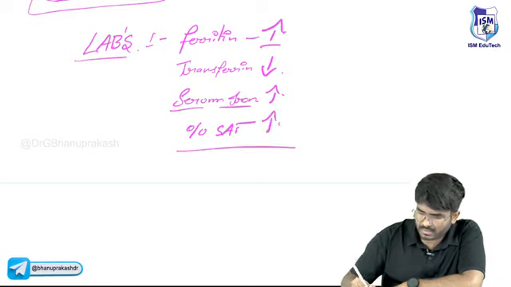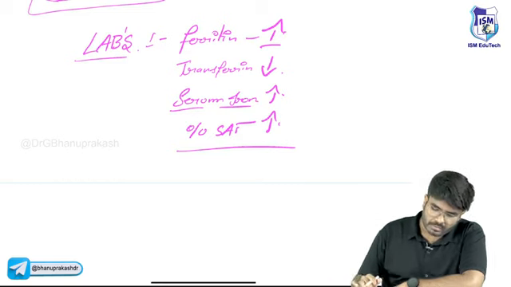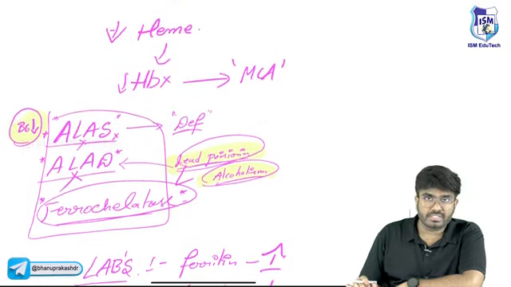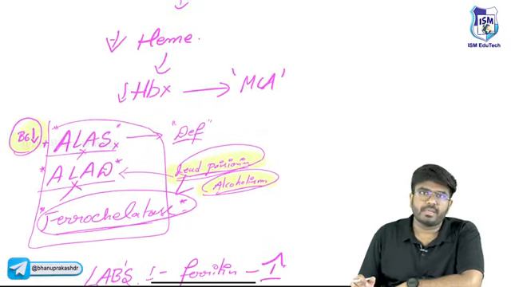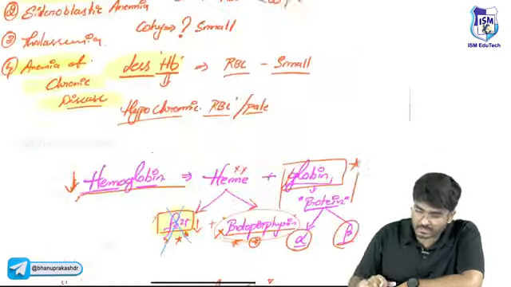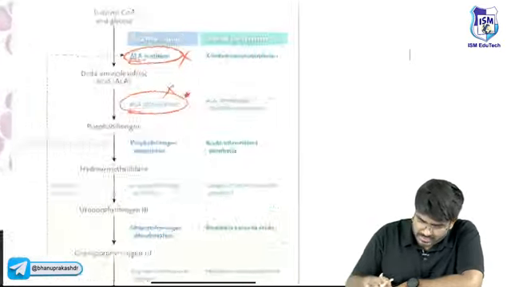Okay, percentage saturation increases. So this is how the laboratory values are going to be changed in a patient who is having iron deficiency. Sideroblastic anemia. So sideroblastic anemia, what is the important causes? B6 deficiency. Why B6 deficiency? Because B6 is the cofactor for the production of this enzyme.